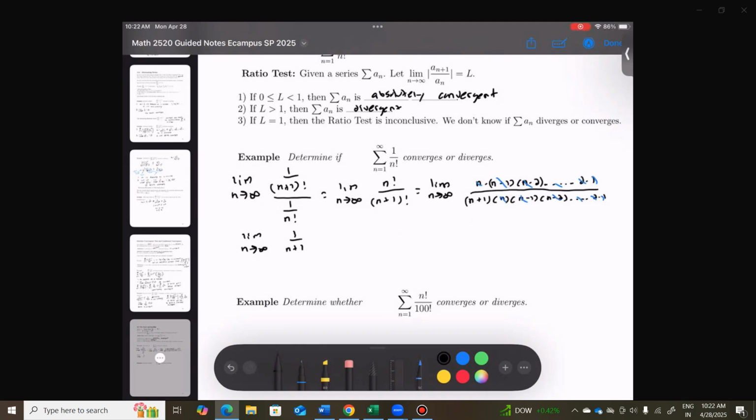And if n is going to infinity, then that bottom gets really, really high, and so the whole fraction goes to 0. Okay, and so now if it's 0, between 0 and 1 including 0, then you have absolutely convergent. So this series is absolutely convergent.